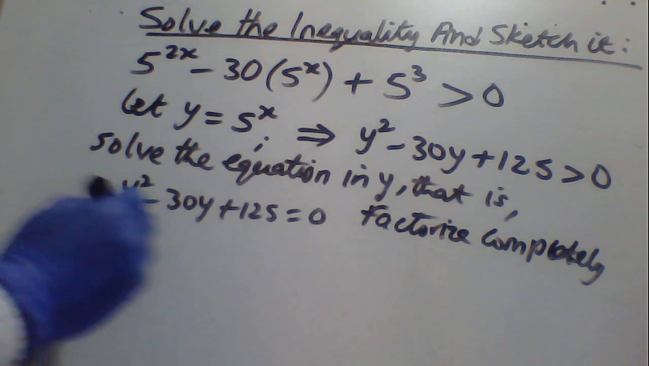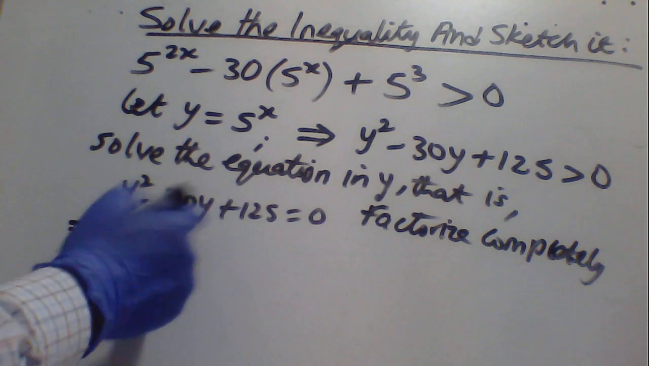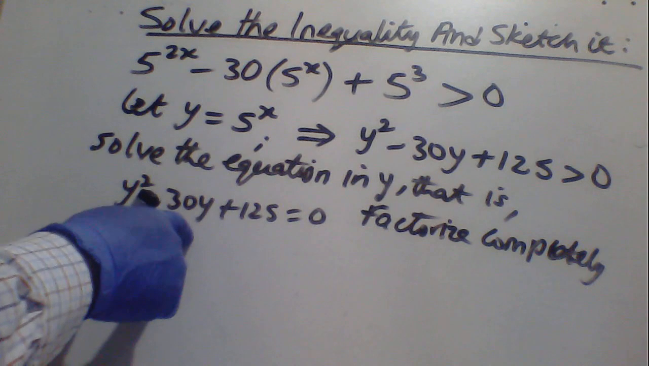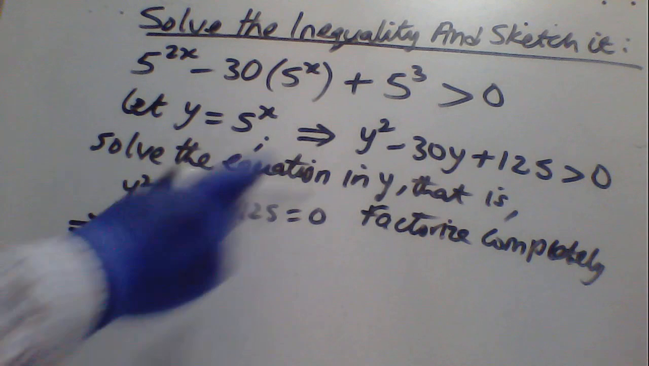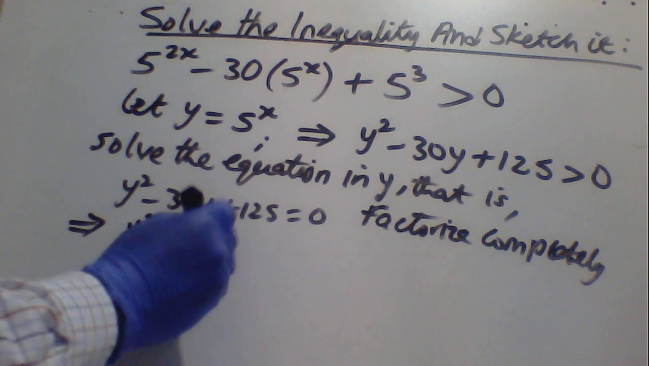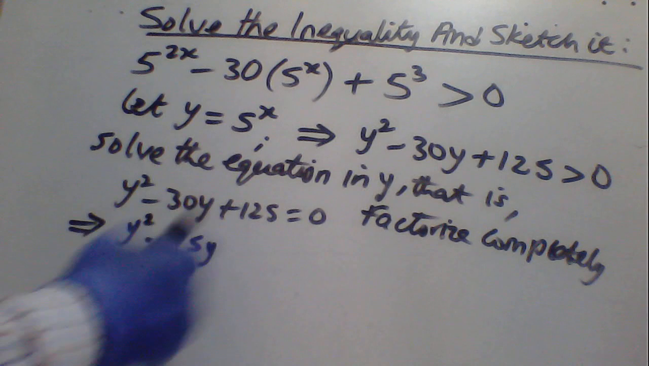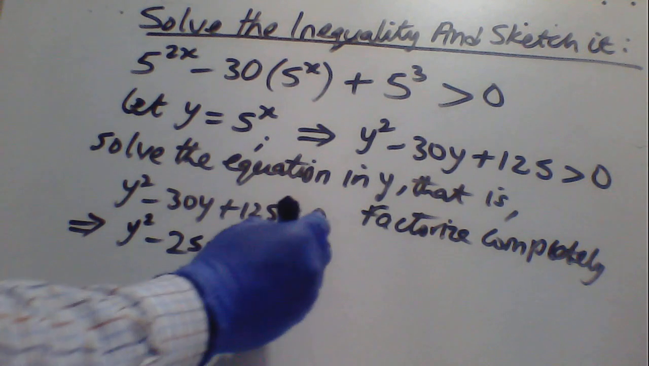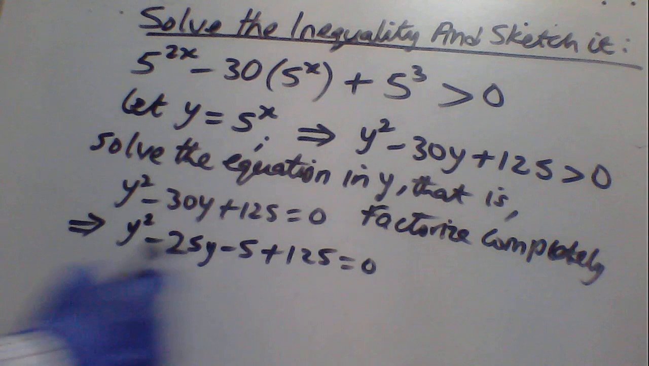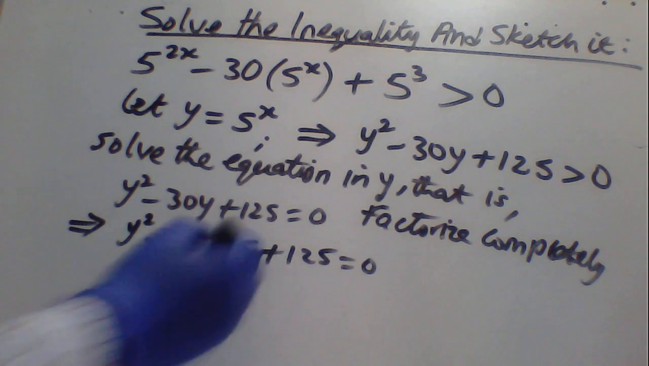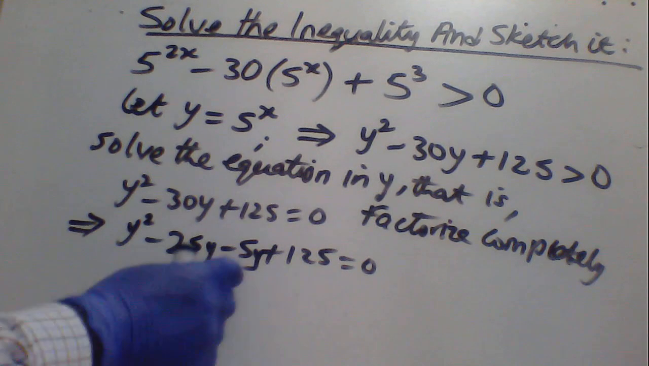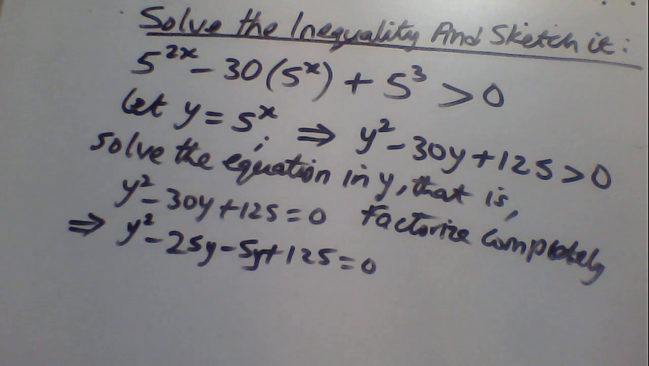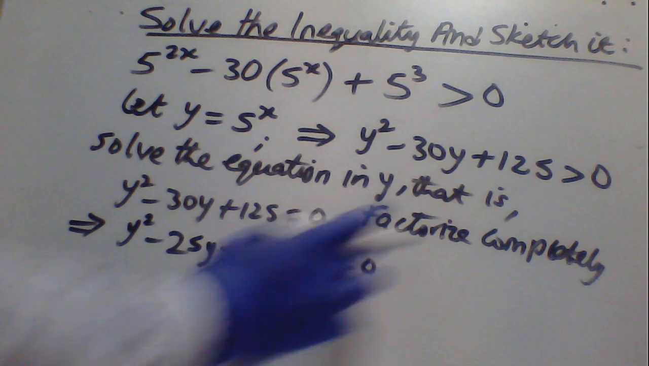this implies that y squared minus, find two numbers that can replace minus 30y, so that if you multiply the two numbers, they give us 125. So let's use minus 25y minus 5y plus 125 is equal to 0. These two numbers, mind you, there's y here. These two numbers can replace minus 30. If you multiply the two, it will give us the product of the first term and the last term. We have done factorization in the past, so this is just a clue on how you can factorize completely.